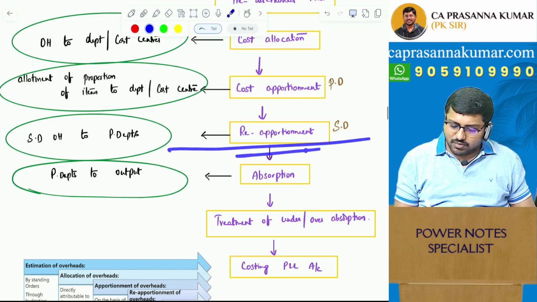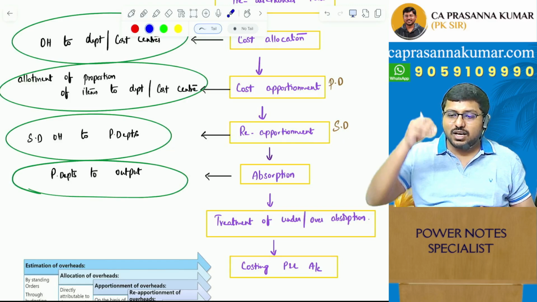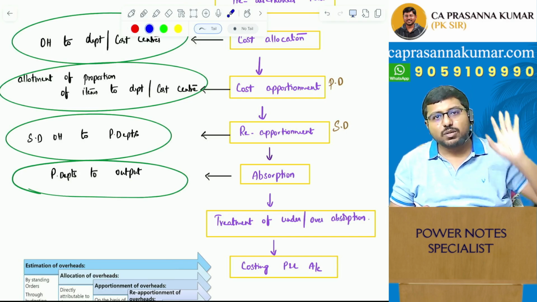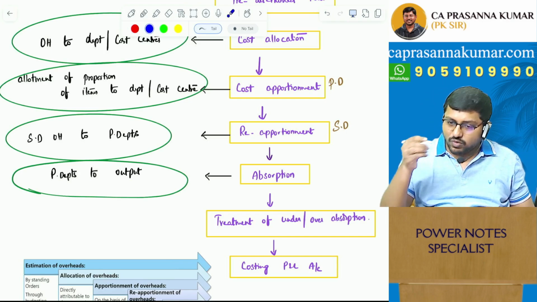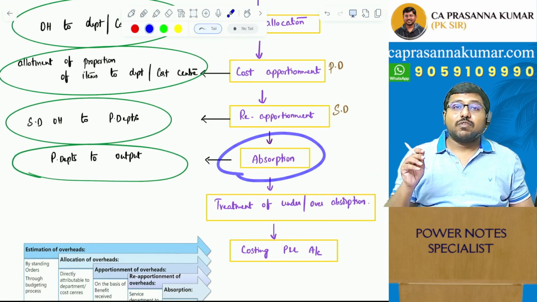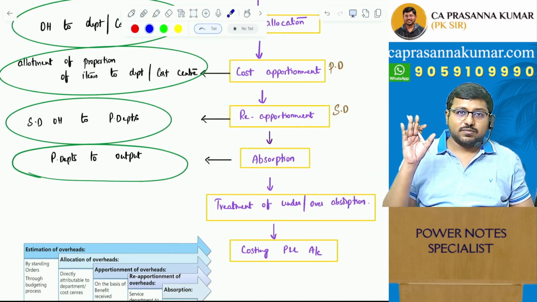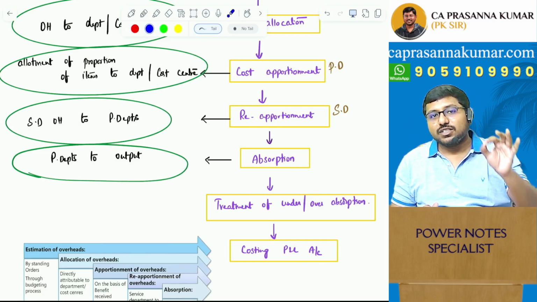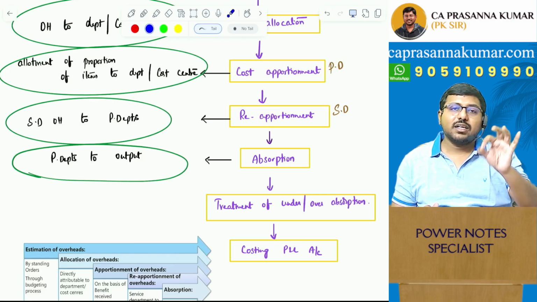Now, once this reapportionment is done, where are your overheads right now? They are there in the production departments, because from service departments also it has been reapportioned back to production departments, correct? You understand the point? Now, what you'll do, you'll find a suitable basis in those production departments. Usually we call it the significant influencing factor or predominant influencing factor.